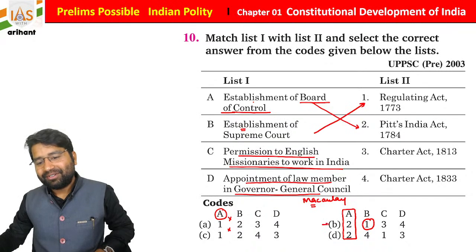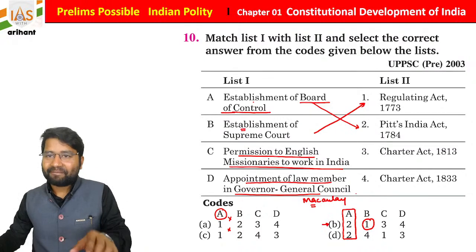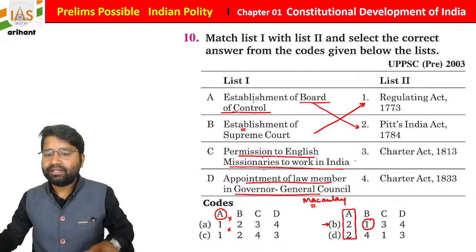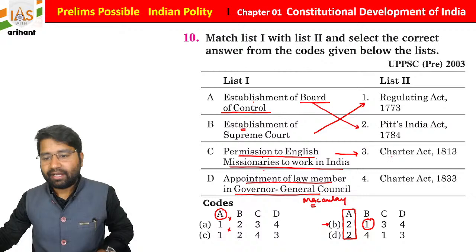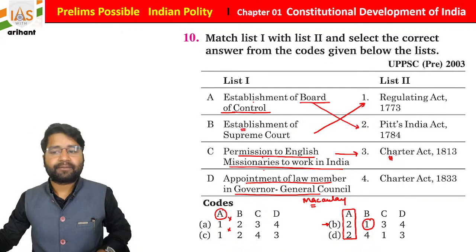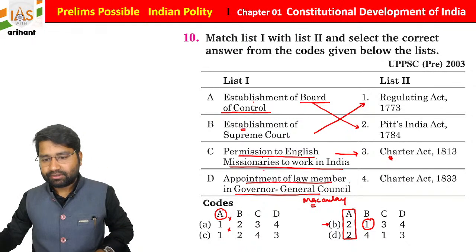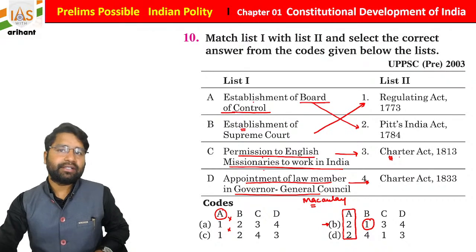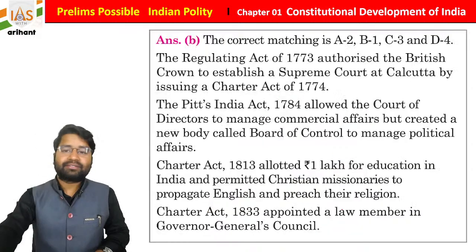So without moving further, since we are doing the question, you need to understand that we can find the right answer. Okay, but here the permission to English missionaries to work in India, as we already discussed, was made by the Charter Act 1813, and students, what is important here is 1 lakh rupees per annum. And then, students, in 1835 the law member was also added by the Charter Act 1833 here. So option B is going to be correct, and the explanation here.